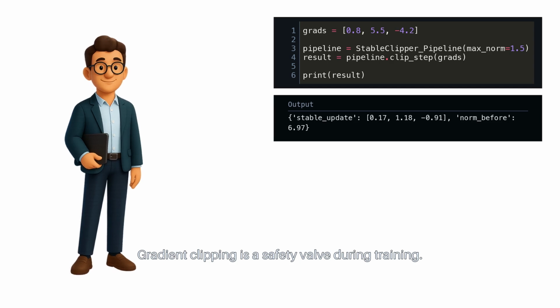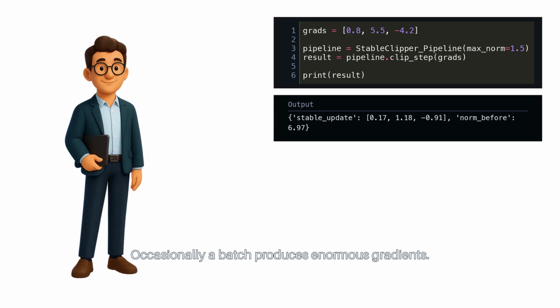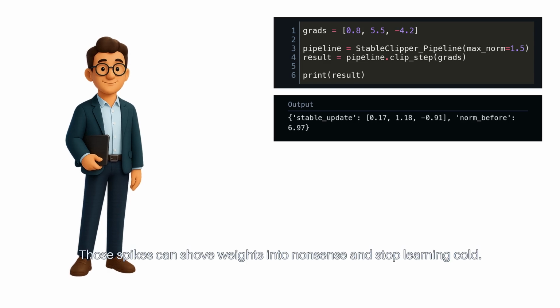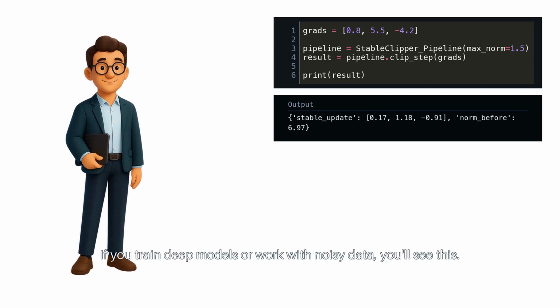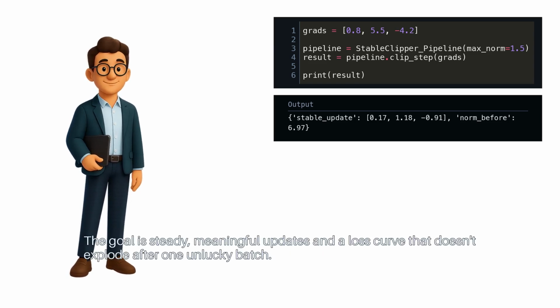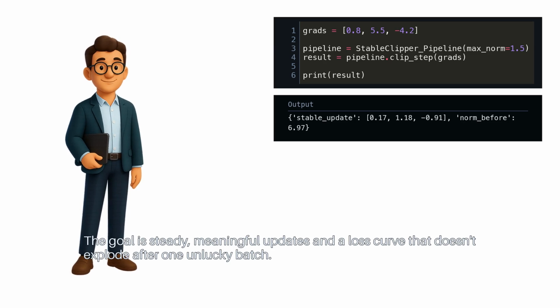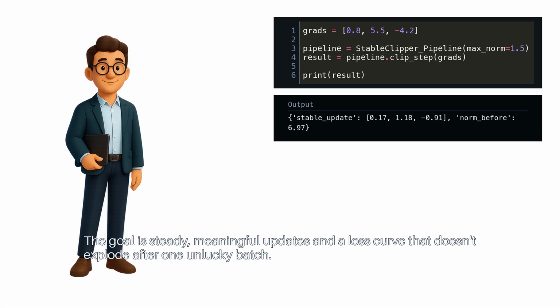Gradient clipping is a safety valve during training. Occasionally, a batch produces enormous gradients. Those spikes can shove weights into nonsense and stop learning cold. If you train deep models or work with noisy data, you'll see this. The goal is steady, meaningful updates and a loss curve that doesn't explode after one unlucky batch.